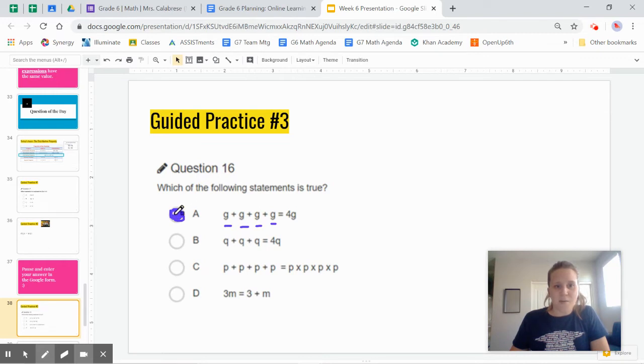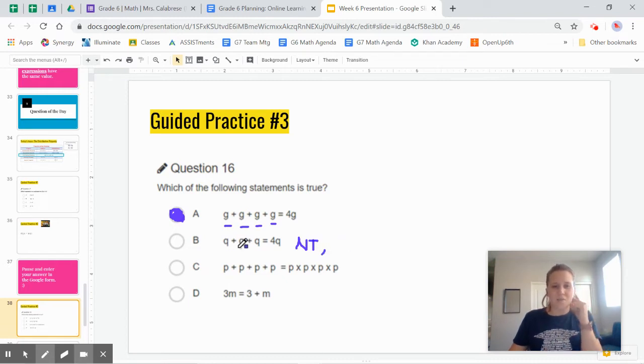I'm going to go ahead and select A, I think A is true. Let's talk about why the others must not be true in order to check our answer. Go ahead and make sure on your paper you have this answer choice written down. It's going to help you on a quiz question today. All right, how about this one? Q plus Q plus Q equals 4Q. What do you think? True, false? Yeah, this one is not true. Very good.